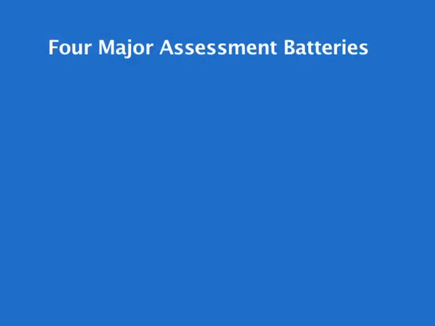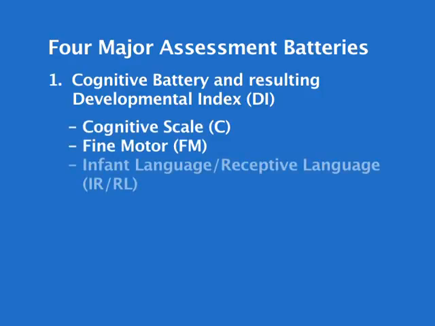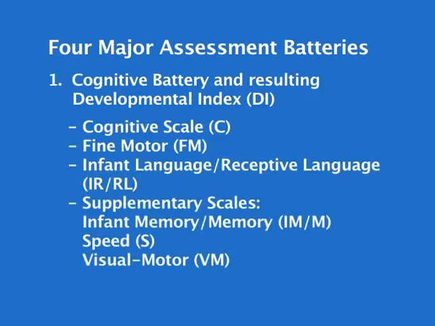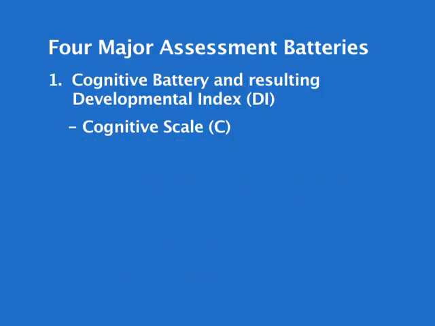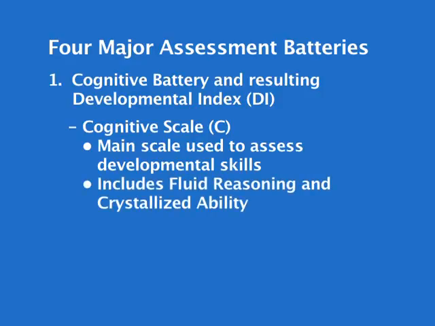The Merrill-Palmer-Revised is organized into 4 major assessment batteries. Number 1, the cognitive battery and resulting developmental index includes the cognitive, fine motor, receptive language scales, along with supplementary scores for memory, speed, and visual motor ability. The cognitive scale is the main scale used to assess developmental skills and includes fluid reasoning and crystallized ability.